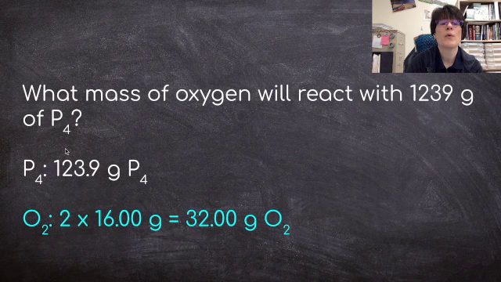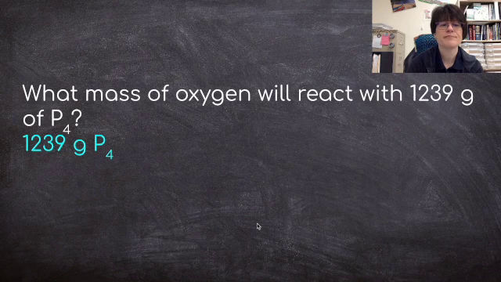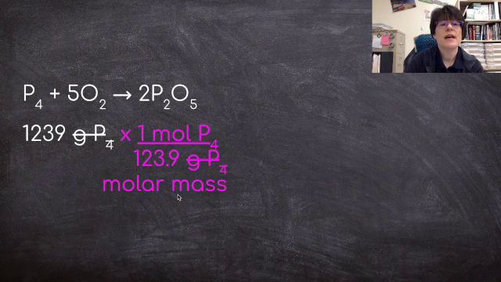We already know the molar mass of phosphorus, so I just copied that down. Oxygen, the molar mass is 2 times 16.00 grams. I just rounded it off, is 32.00 grams of oxygen. So we write down our amount of phosphorus. We then have to convert to moles. So we know the molar mass of phosphorus.